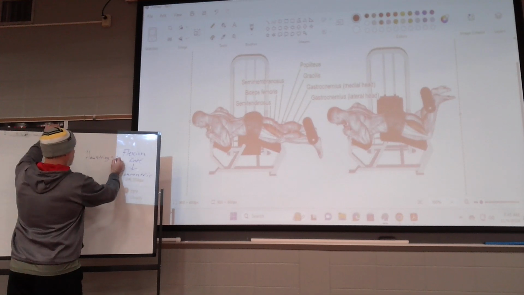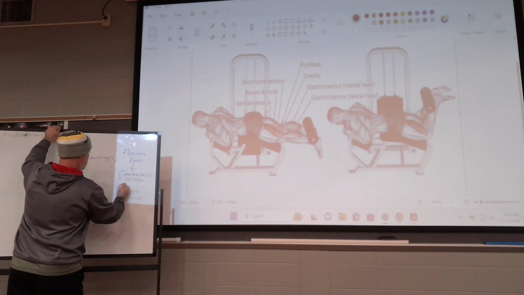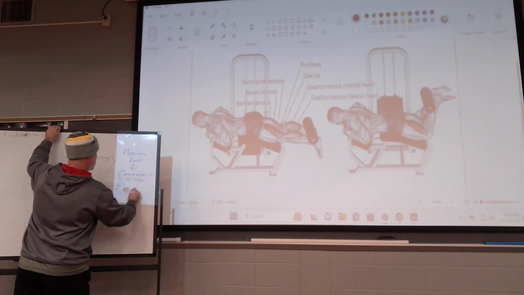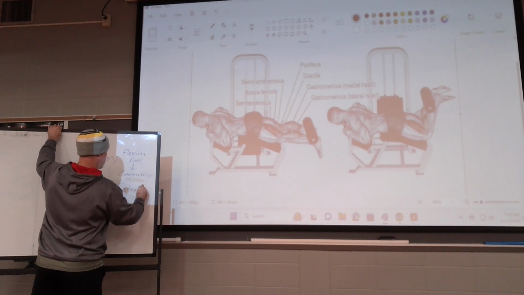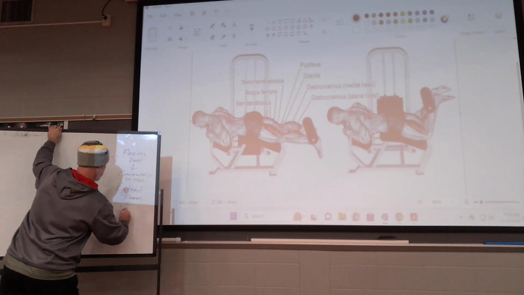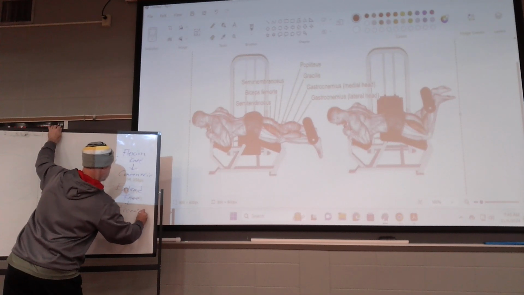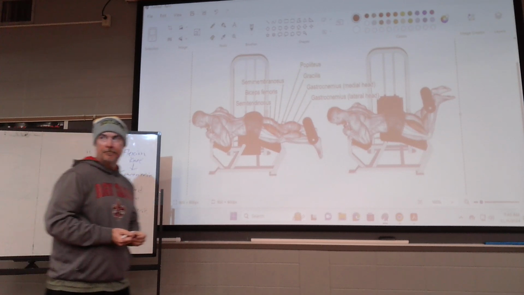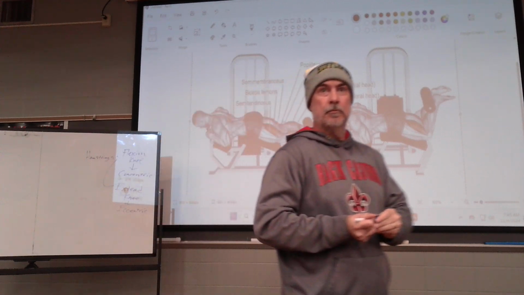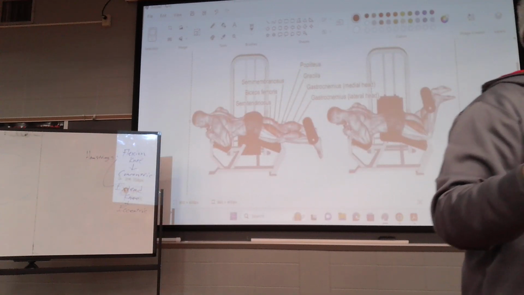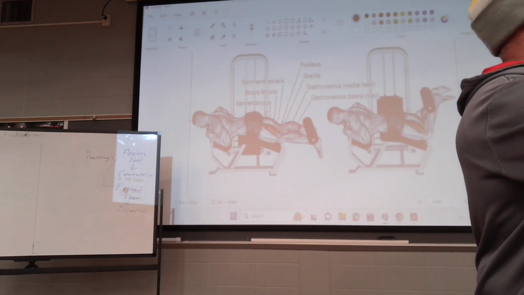The hamstrings also can be responsible for knee extension. They can extend the knee, but only when they're working through eccentric contraction. We have to put the context of the contraction. Think of it like this.